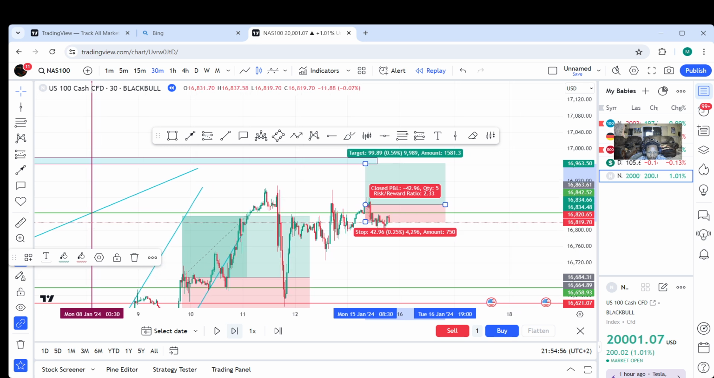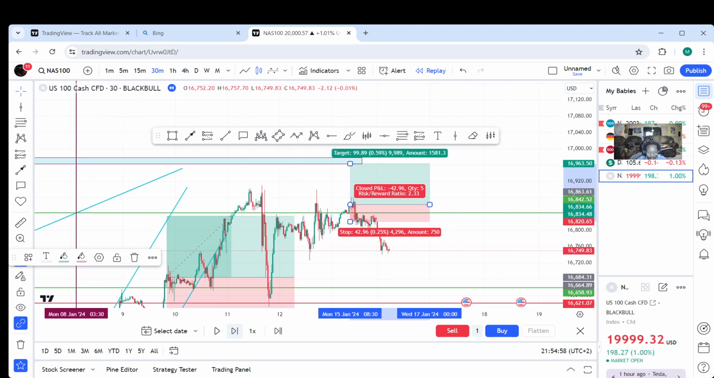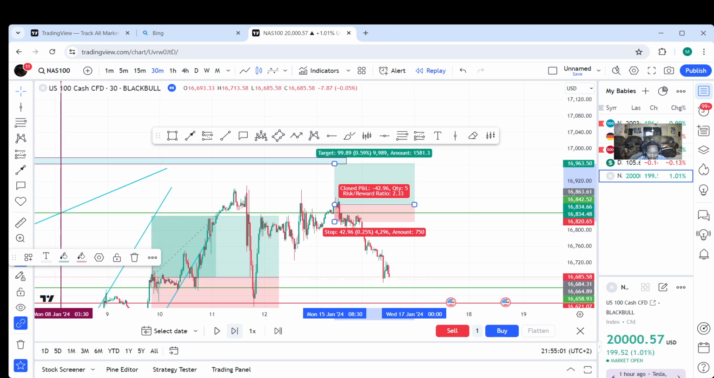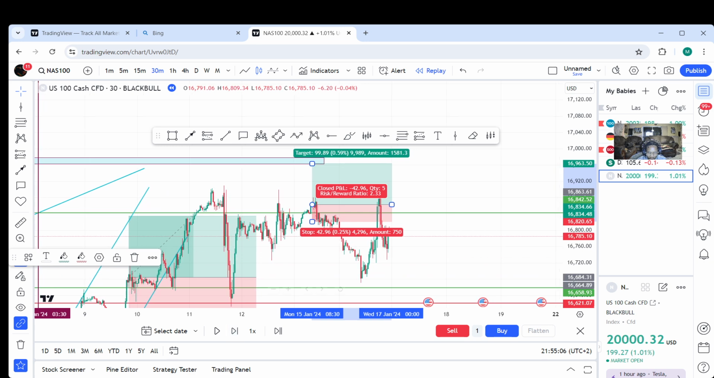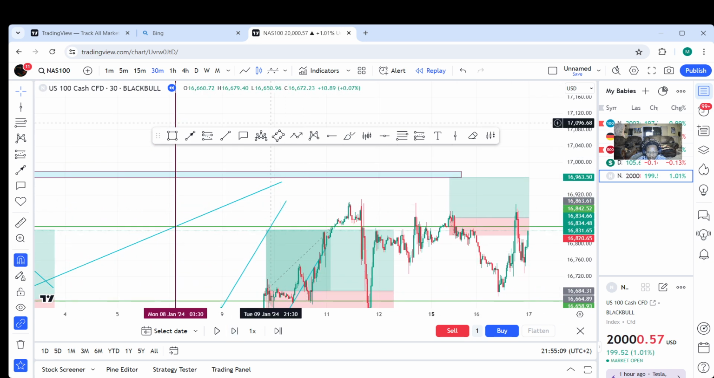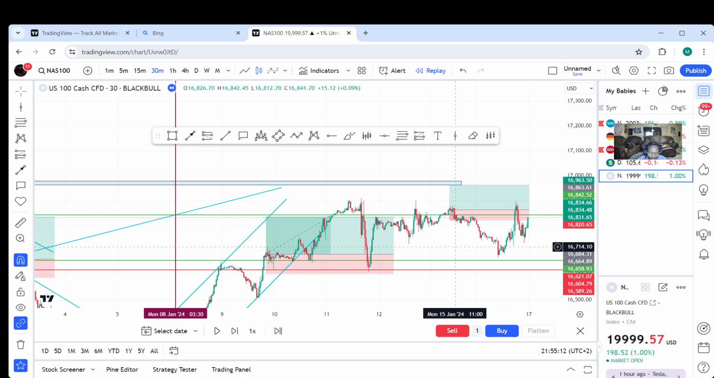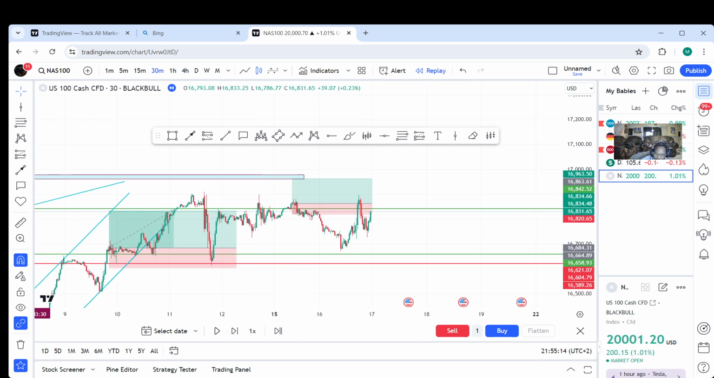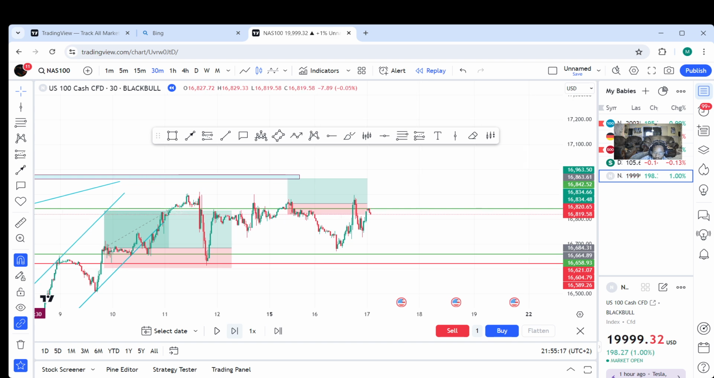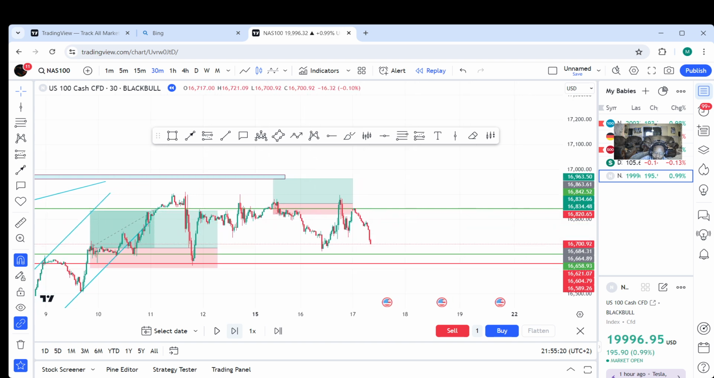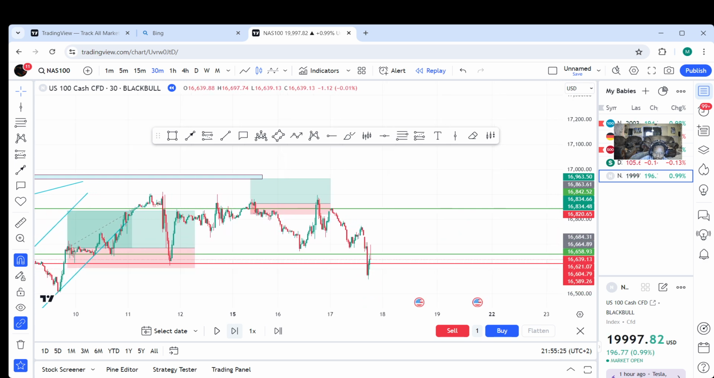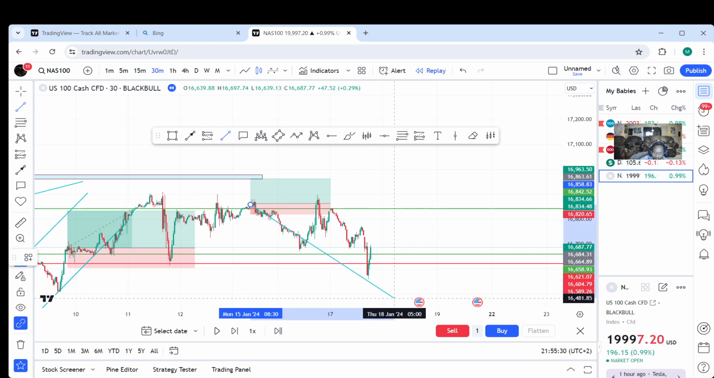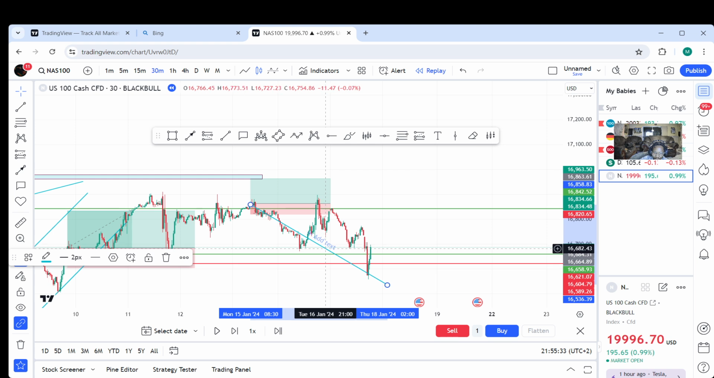Okay, we hit our stop loss, it's okay, but we're still in profit. Let's see what the market does. It's going back to our key level. If it does drop back, we'll be looking for more entries, guys. Let's just go and see what the market does. So far it's respecting our key levels. Okay, now we have a potential downtrend here.